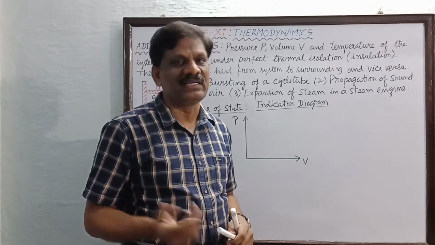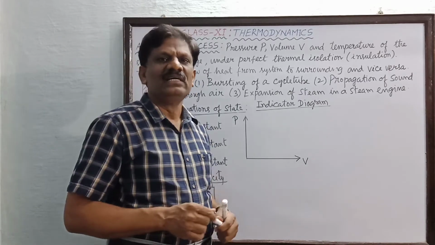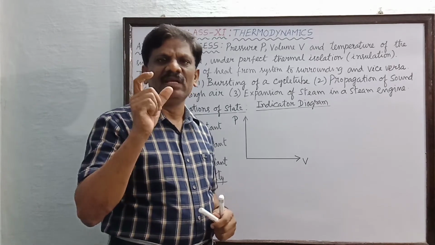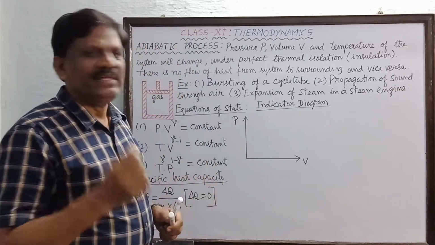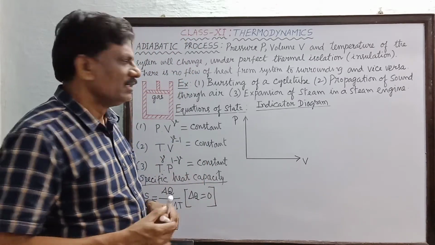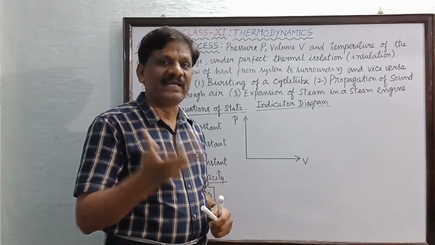For three different gases: monatomic gas. Monatomic means the molecule is made up of only one atom, understand? Like helium, let us take helium, neon. Then diatomic gases like hydrogen, nitrogen, oxygen.